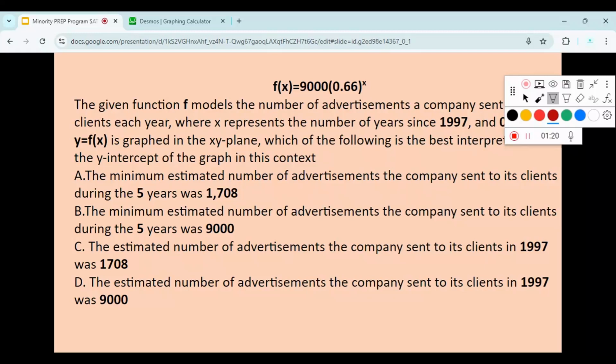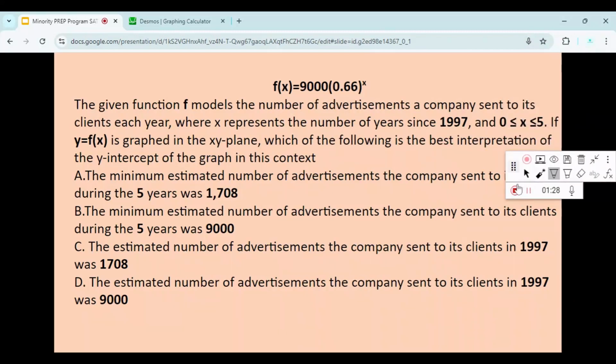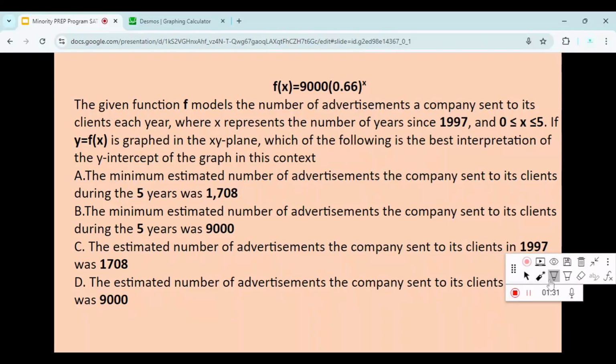Here's the next question. Please pause and attempt the problem on your own. Okay, so the way that I would go about doing this question is just look for the main points of it, because this paragraph is really long and it can distract you from finding the right answer. They gave us a known function again, f of x, and they just asked us, what does the y-intercept mean? So the y-intercept is the point where x is 0 and y is some value.